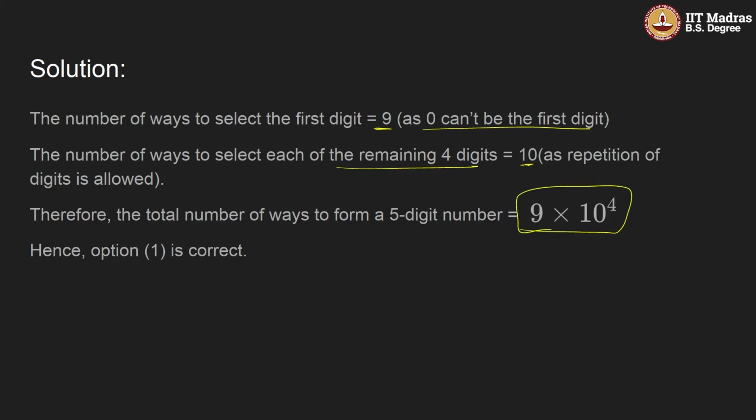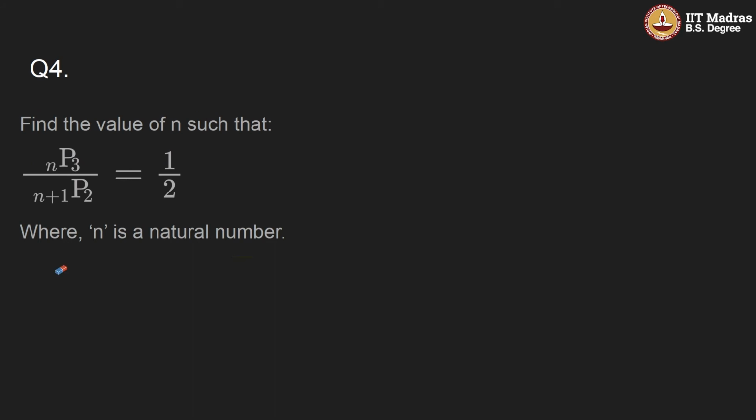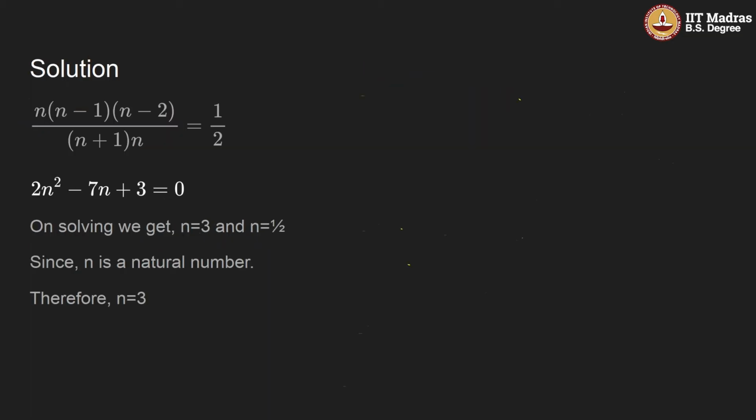Okay. Now, question 4. Find the value of n such that nP3 upon (n+1)P2 is equal to 1 by 2, where the condition is n is a natural number. So here we know the formula of nPr, right? Which is n factorial divided by (n minus r) factorial. Correct? So let's look into the solution.